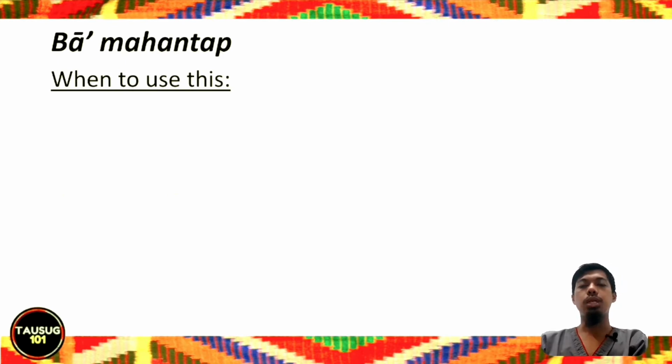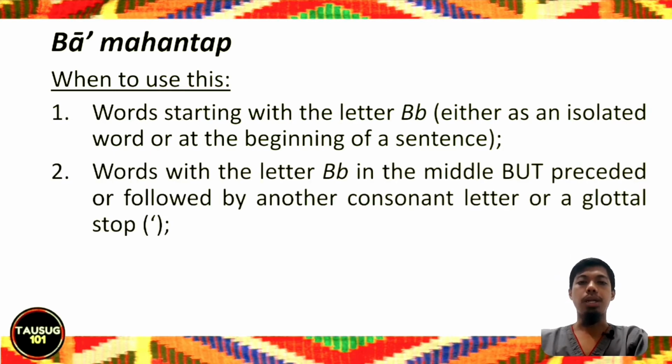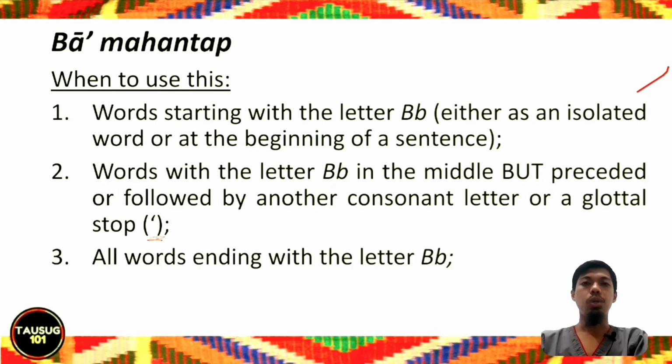So when do we use the Bā Mahantap? First, we use the Bā Mahantap when the words are starting with letter Bā either as an isolated word or at the beginning of a sentence. We also use Bā Mahantap with words with the letter Bā in the middle but preceded or followed by another consonant letter or a glottal stop, represented here by an apostrophe. Lastly, we use Bā Mahantap on all words ending with letter B, letter Bā.